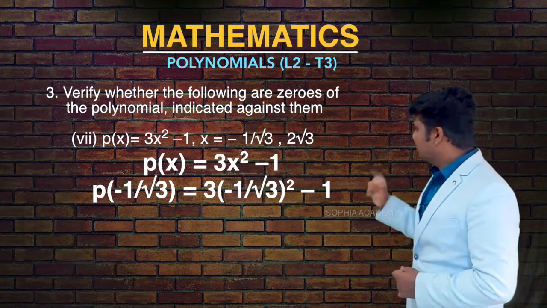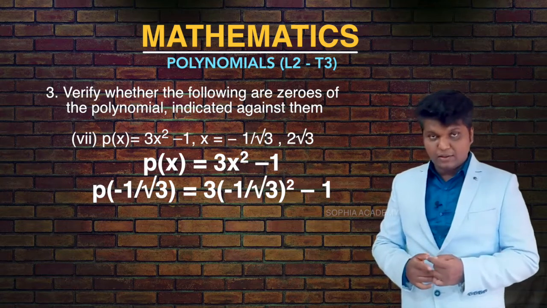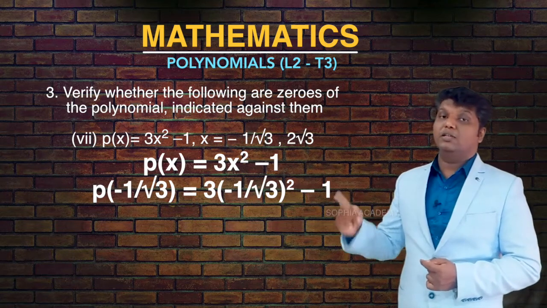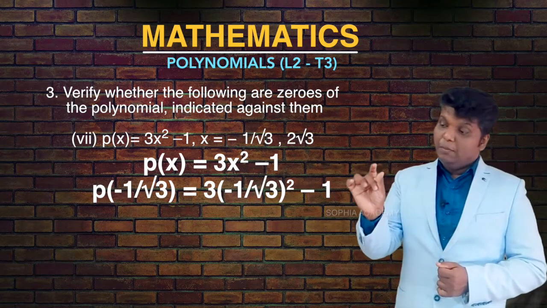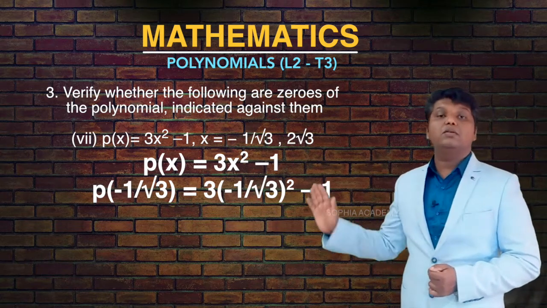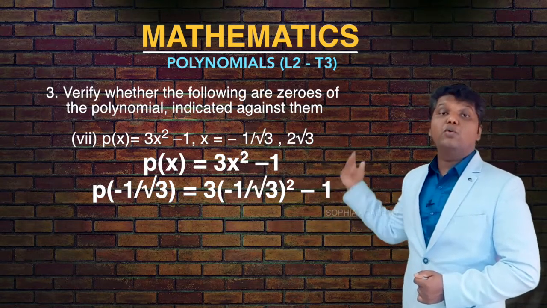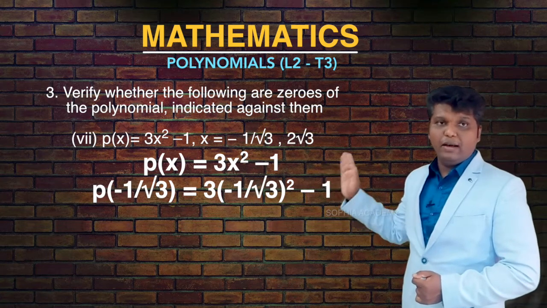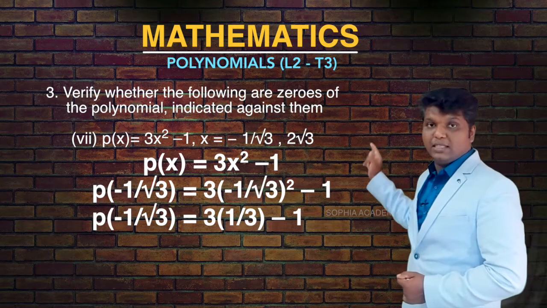That is equal to 3 into, what is minus 1 by root 3 the whole square? In 8th class we have studied a by b the whole square is equal to a square by b square. That means that square will go for both the numerator and the denominator. So here also minus 1 by root 3 the whole square means minus 1 square by root 3 square, right? So we will write like this, 3 into, what is the square of minus 1? Minus 1 square is 1 itself.